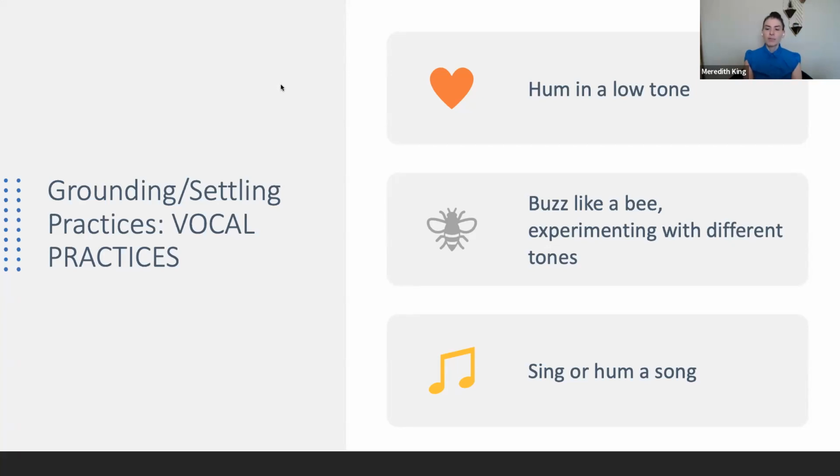I wind up singing or humming a lot more than I even necessarily intend to, just because of who I am as a person. So that's always a good one for me, because it's something that I'm doing a lot anyway. Not in a way anyone would want to hear, but just for myself. So I like doing that one.